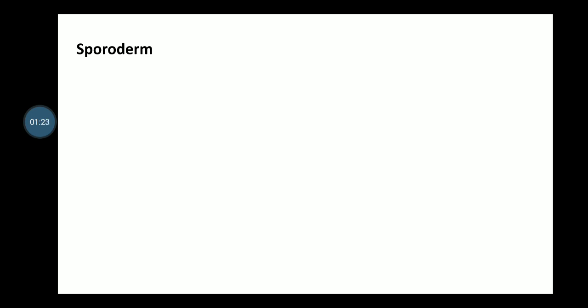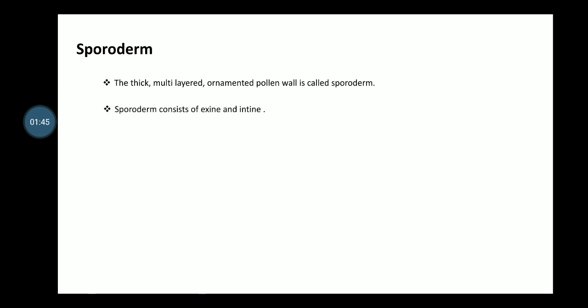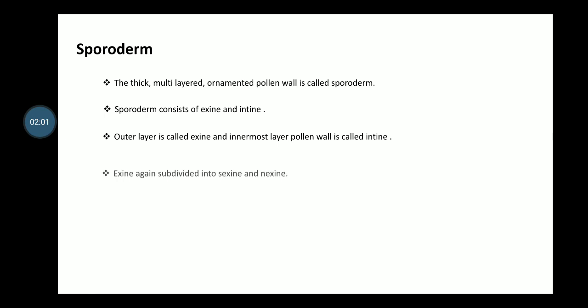The first term that comes into account is sporoderm. What is sporoderm? Sporoderm means the ornamentation of the pollen wall. Actually, the thick multi-layered ornamented pollen wall is called sporoderm. Sporoderm consists of basically two layers, that is exine and intine. The outer layer is called exine and the innermost layer of the pollen wall is called intine.